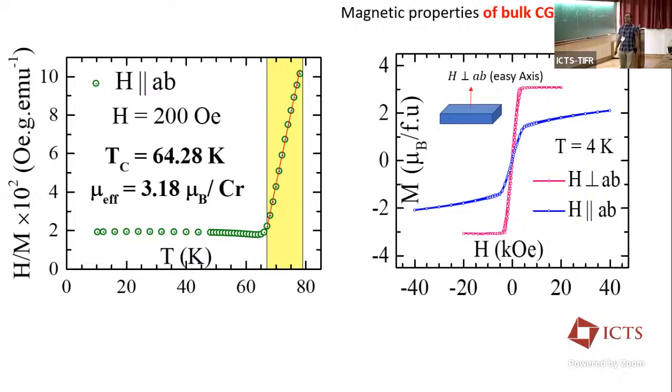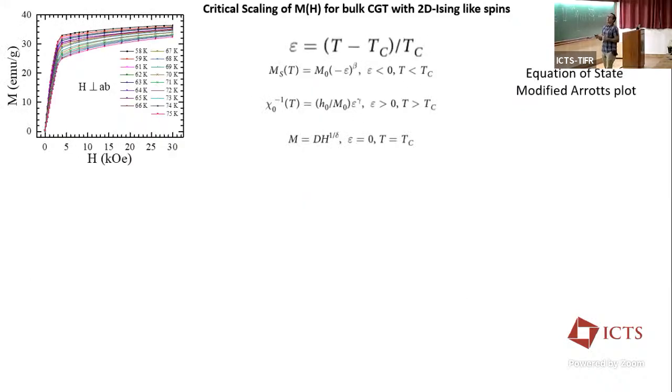So the single crystal is maintaining what we had known before, that there is a C-axis oriented anisotropy in this single crystal. You can measure the magnetization as a function of temperature. This is the inverse susceptibility as a function of temperature. It shows a nice Curie-Weiss behavior, and it gives you a transition temperature of around 64 Kelvin and an effective moment of 3.18 μB per chromium atom. Chromium is in the 3+ state. This is what is expected, and it is doing all of what we know.